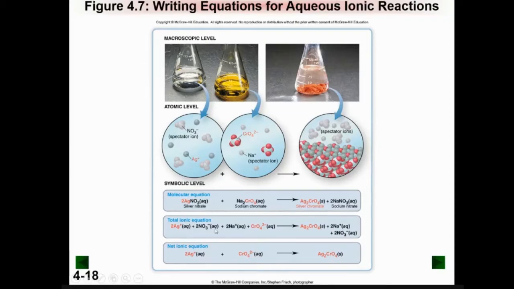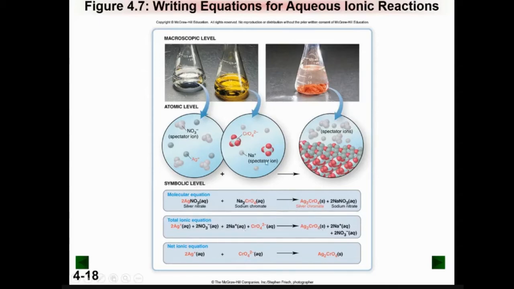So then we show the total ionic, which means we break everything apart but this thing that says little s next to it. If it doesn't break apart in water, we call it a precipitate. So silver chromate is the precipitate in this reaction. These other ones didn't do anything. The Na and the NO3 didn't do anything.